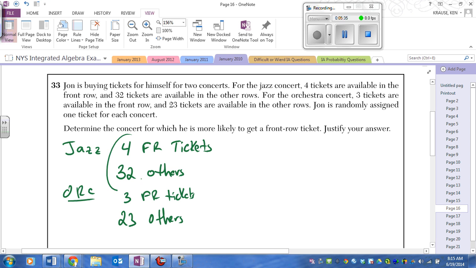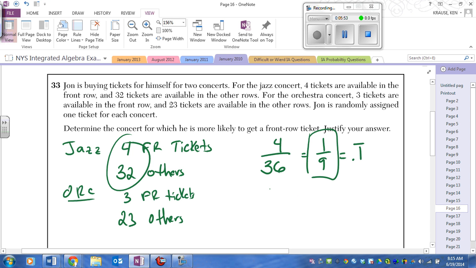Okay, so this is 4 out of a total of 36 tickets. So 4 front row tickets out of a total of 36 tickets. So this is 1/9. Or if you put it in your calculator, it's 0.1 repeating. I don't know if that's going to help.